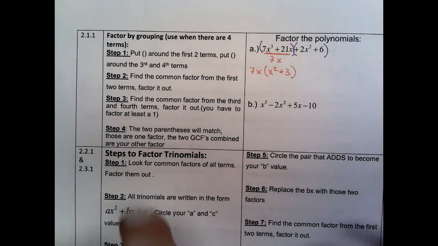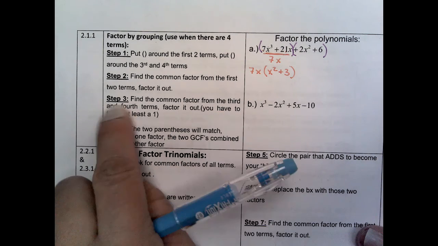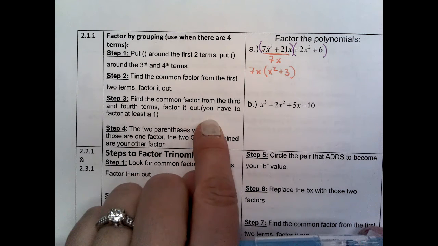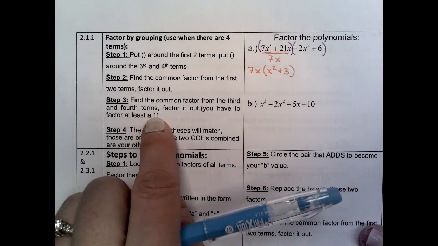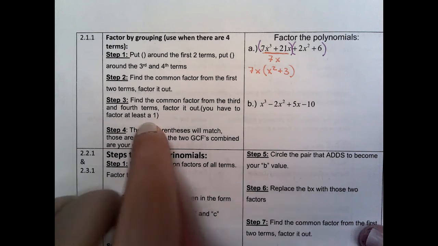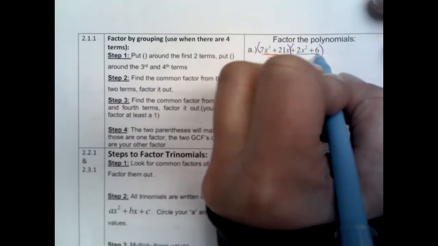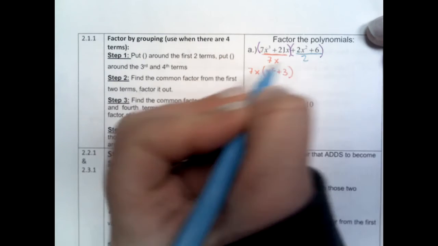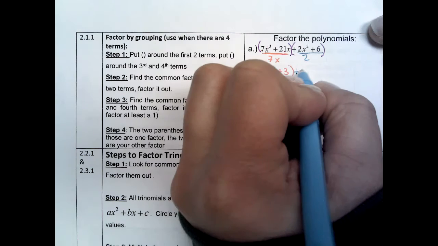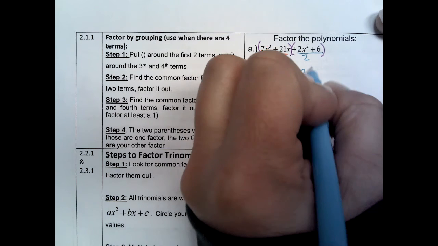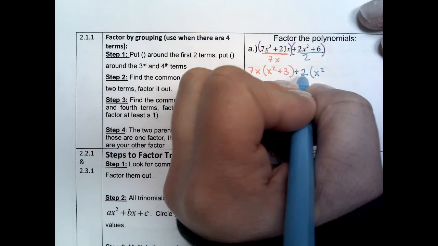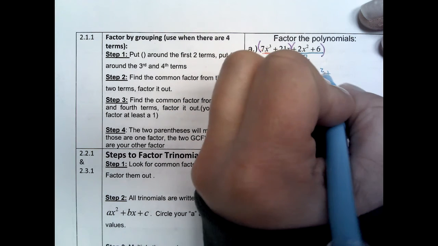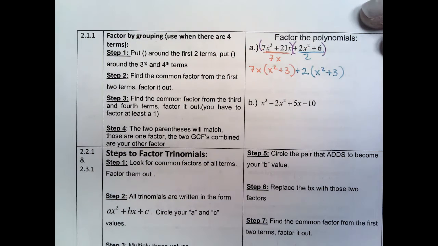Okay. Step 3, find the common factor from the third and fourth terms, and we're going to factor it out. Okay. We have to always factor out at least the number 1. So in this case, I have a 2 in common. Okay, so I'm going to factor out a positive 2. So 2x squared divided by 2 is x squared, and 6 divided by 2 is 3.